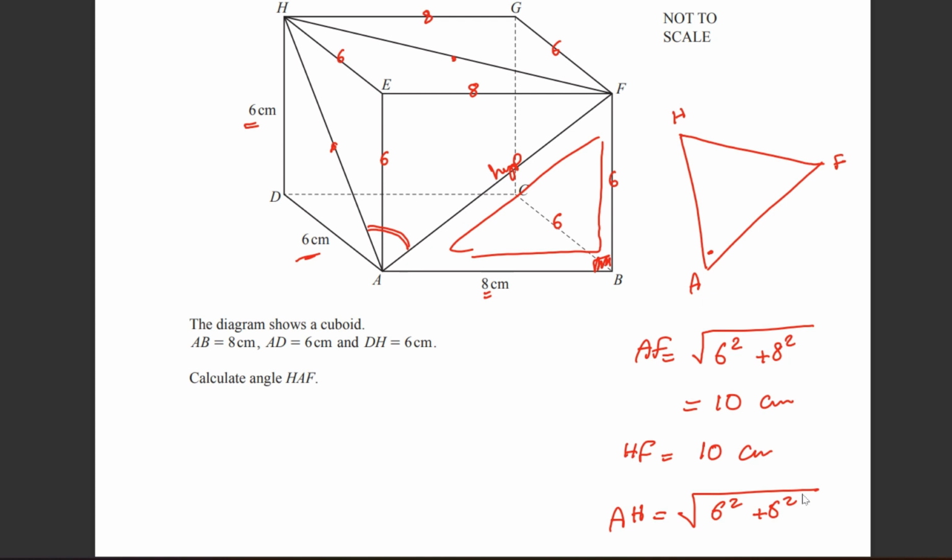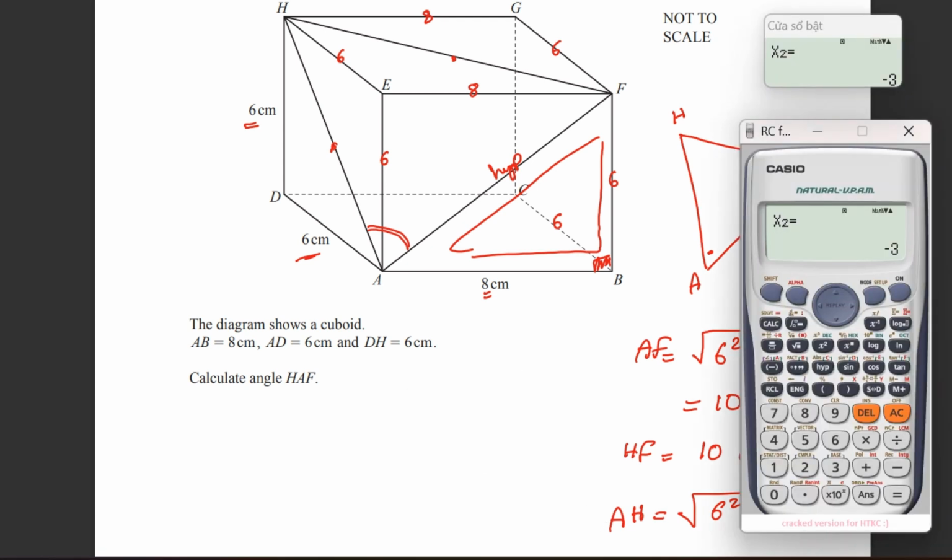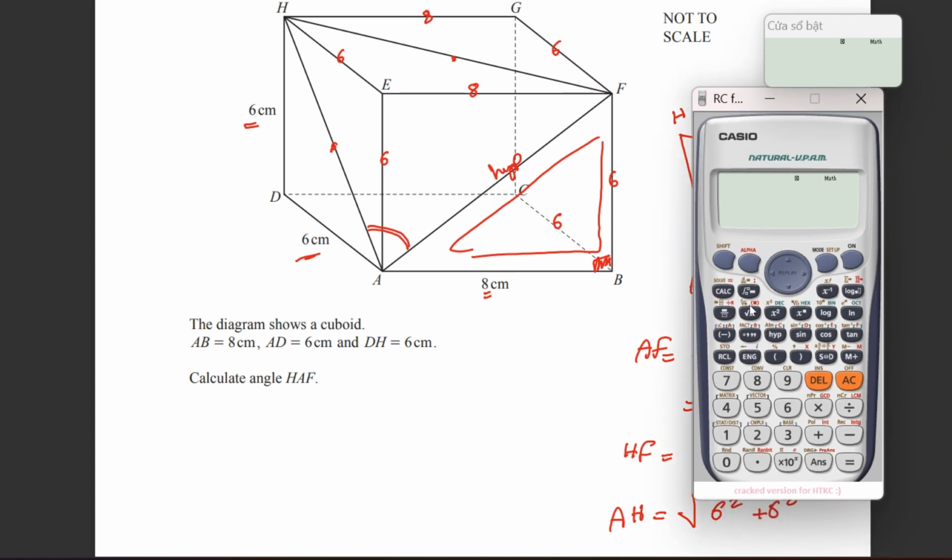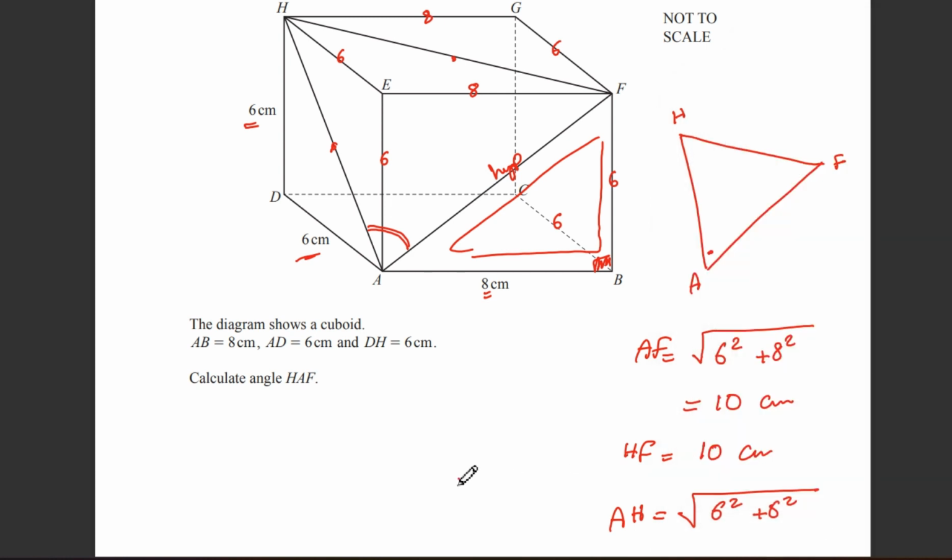Let's do it on the calculator here, better. Mode 1 to send it back. We have here root of 6 squared plus 6 squared equals 6 root 2. So I will write here that AH equals 6 root 2. So I have this 10 and this 10 and this 6 root 2.